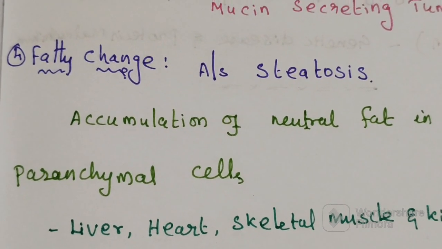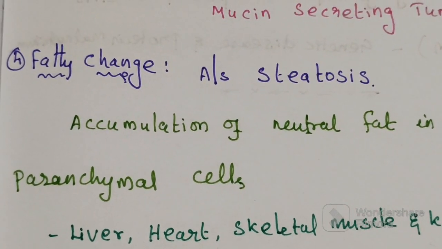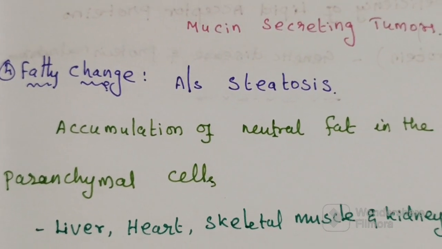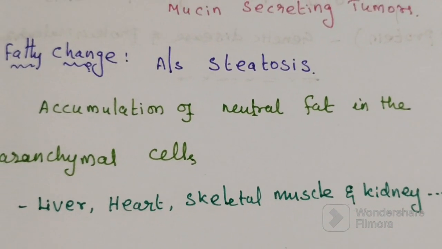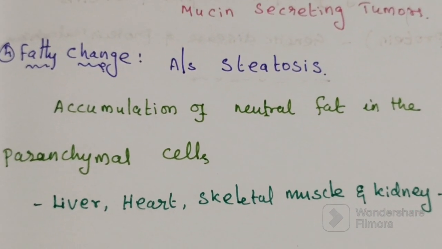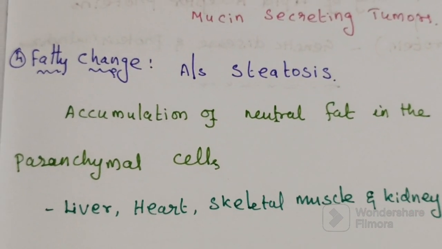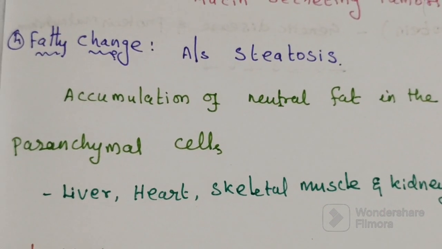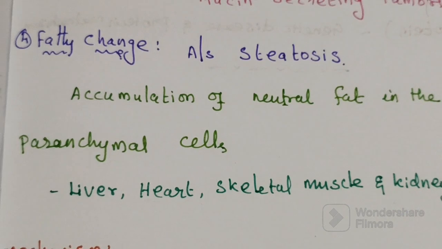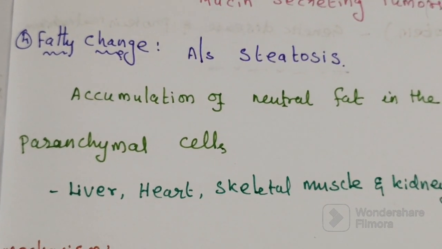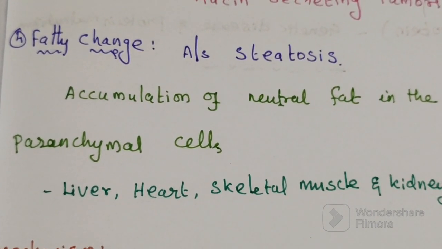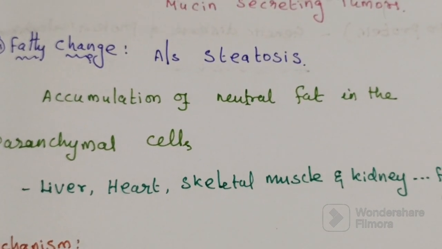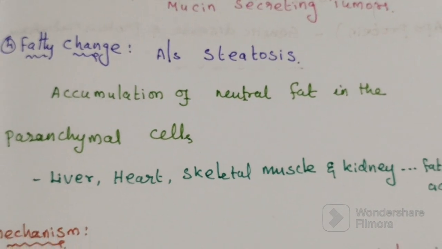Next one is fatty change. It is also called steatosis. What is fatty change? Accumulation of neutral fat in the parenchymal cells is known as fatty change. Fat accumulates most in the liver, more than in the heart, skeletal muscles, kidney, etc. There neutral fat will accumulate.